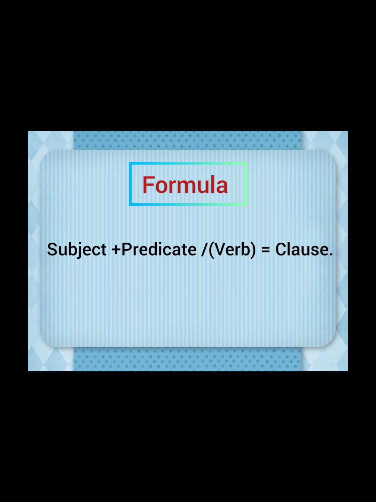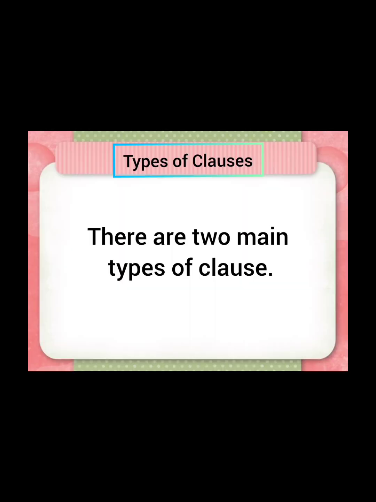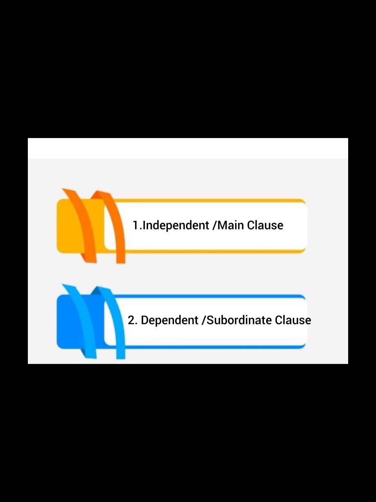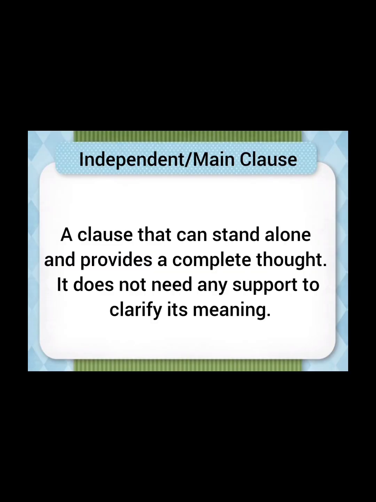Now let's have a look at the types of clauses. There are two main types of clauses. Number one is independent or main clause, and number two is dependent or subordinate clause. As with the name, independent clause or main clause is very easy: a clause that can stand alone and provides a complete thought. It does not need any support to clarify its meaning.